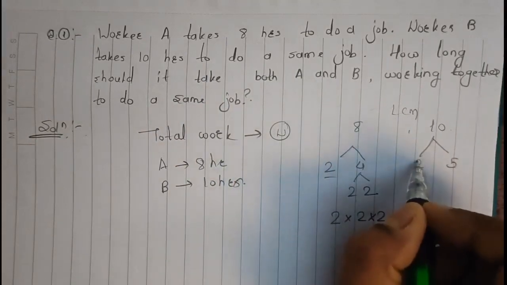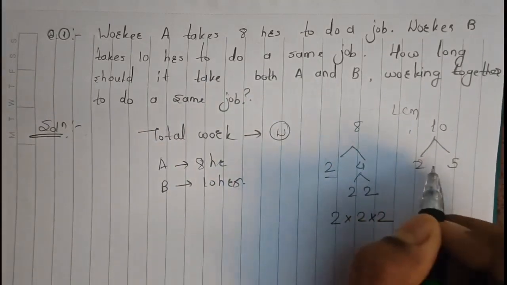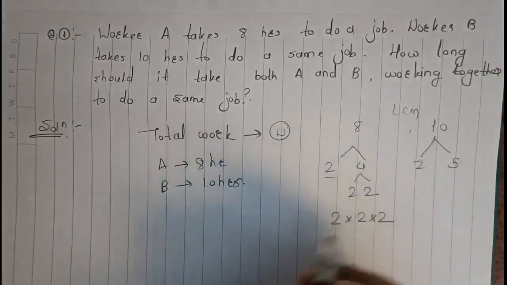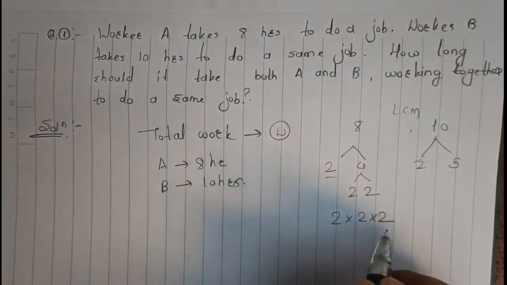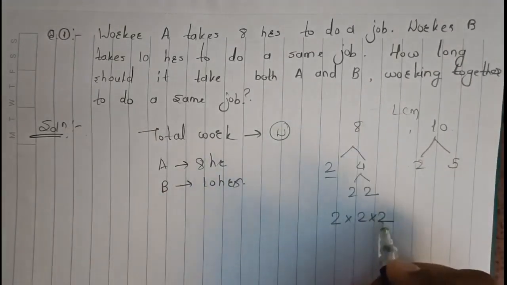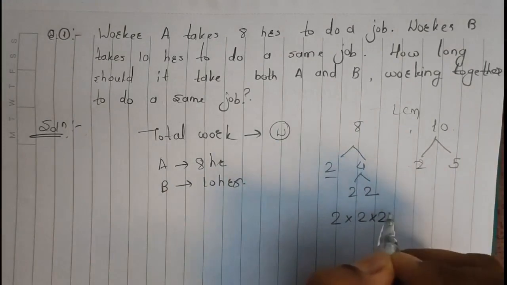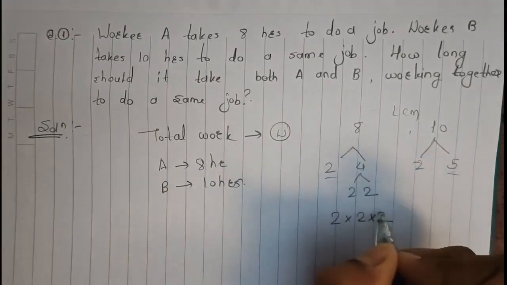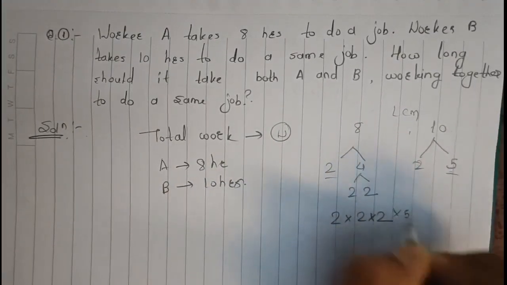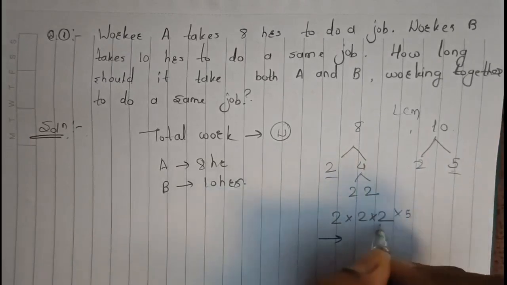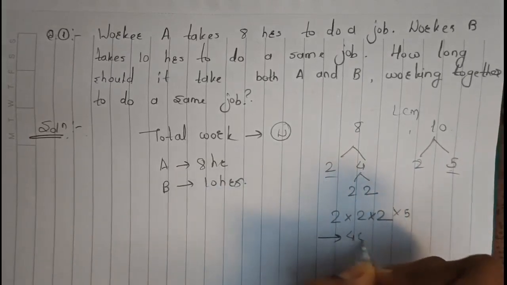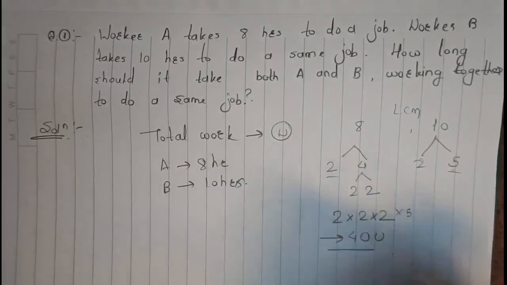So when you find the common factors, you do not need to write them again. Now here, when you are writing the 2 and 2 and 2, again we have 2 here. We do not need to write it here. We just have to write this 5, because we do not have 5 here. Multiplying this, we will get 10, 20, 40. So 40 units is your total work.